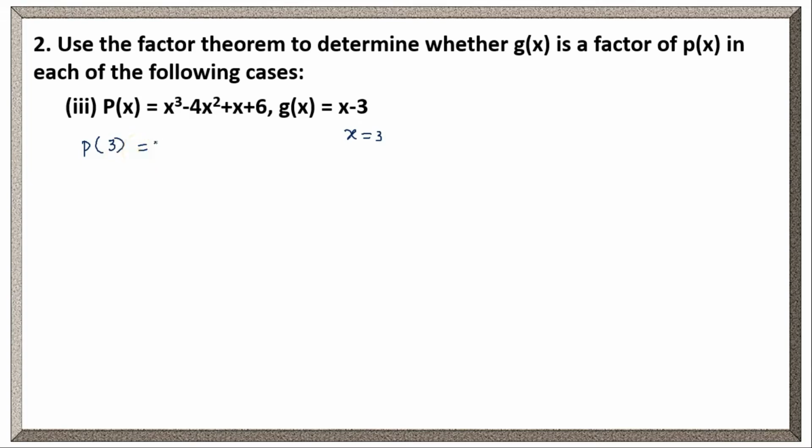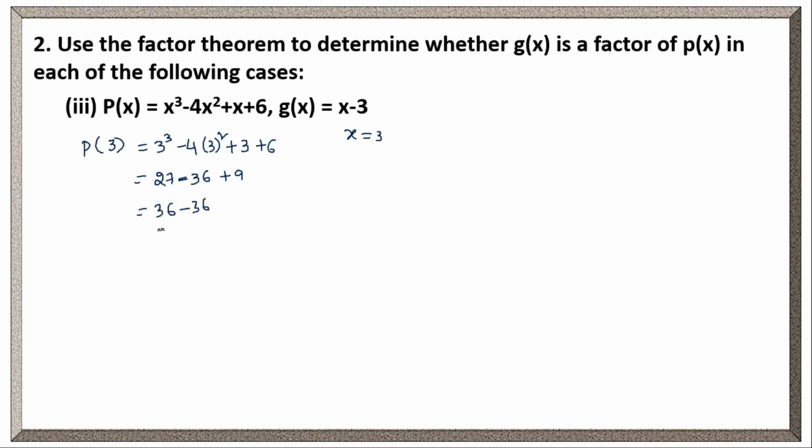So p of 3 equals 3 cube minus 4 into 3 square plus 3 plus 6. Clear? 3 cube value is 27. 3 square value is 9. 9 into 4 is 36. 3 plus 6 is 9, plus 9. 9 plus 27 is 36.